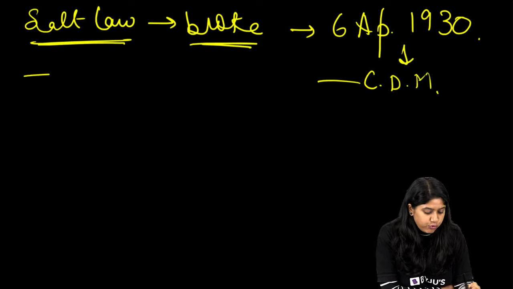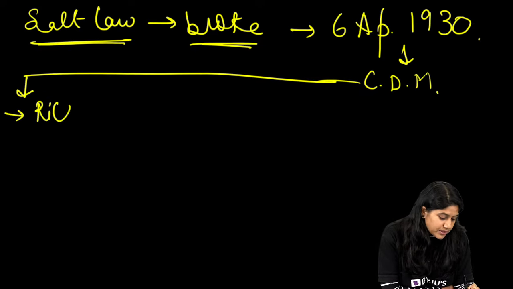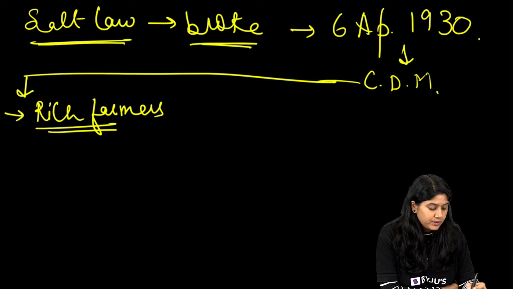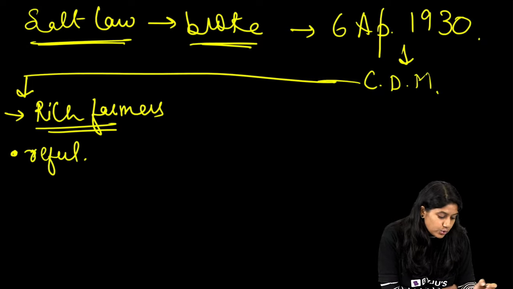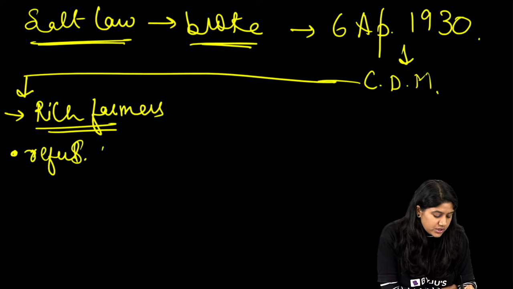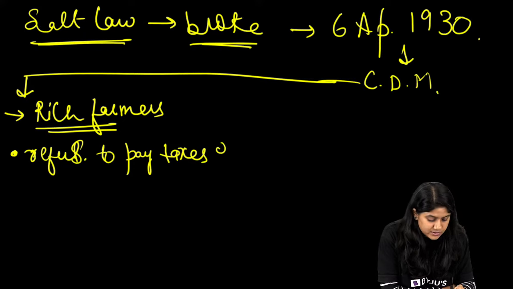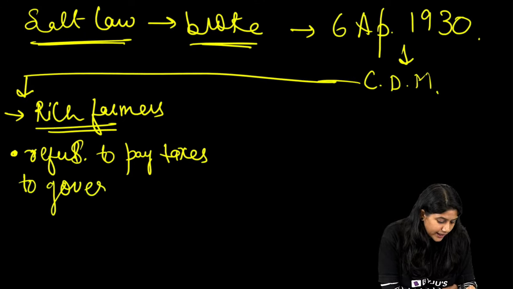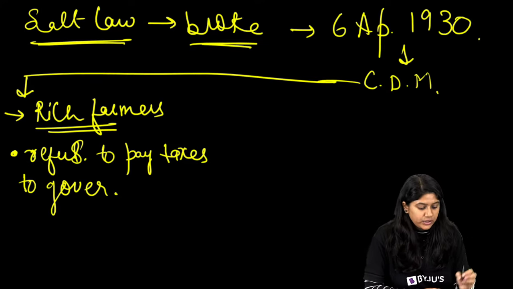In that, we have four different case studies. First, of course, the rich farmers. What was the situation for the rich farmers? Rich farmers were refusing to pay taxes to the government. Right? They don't want to pay the taxes to the government. And that is the reason they were supporting it.